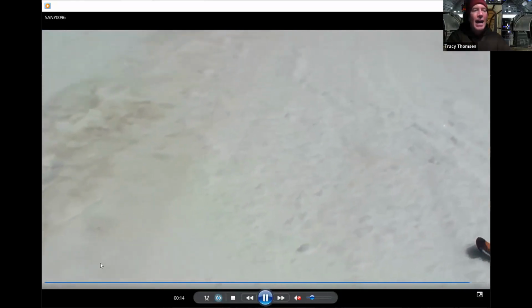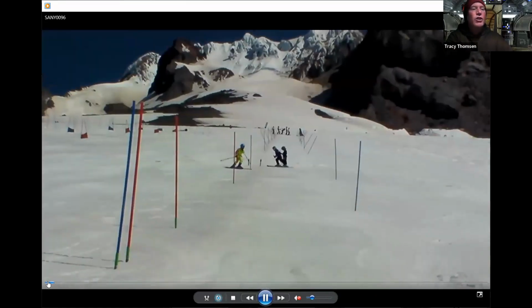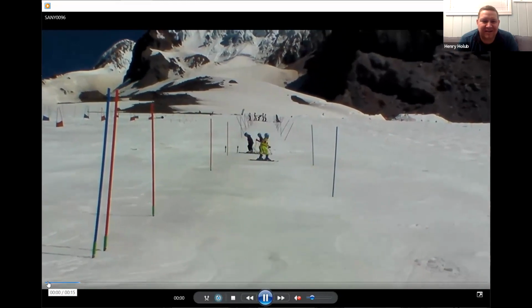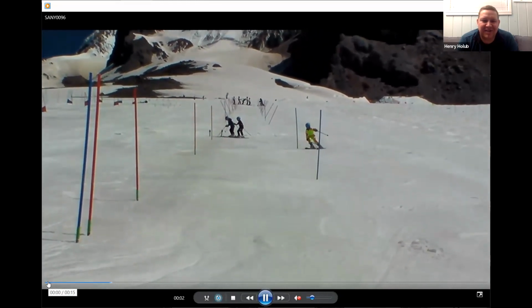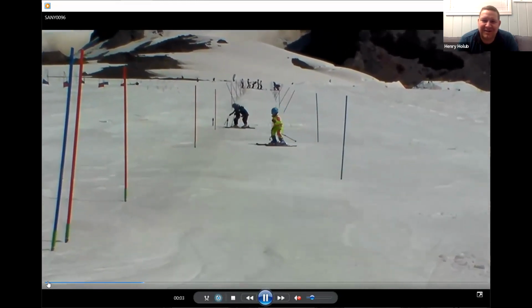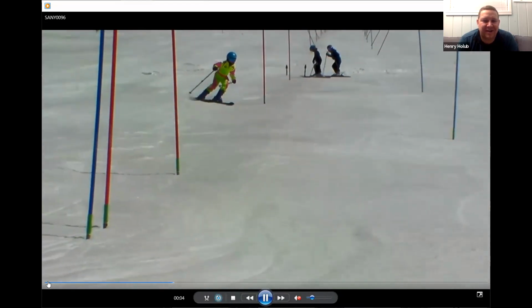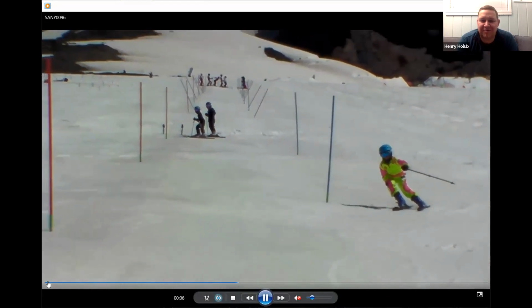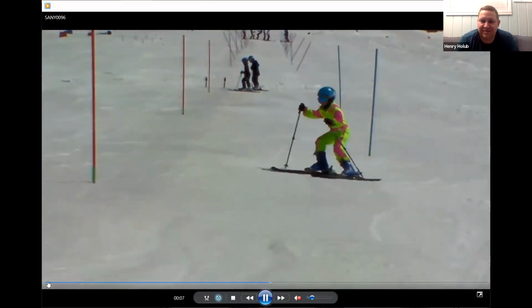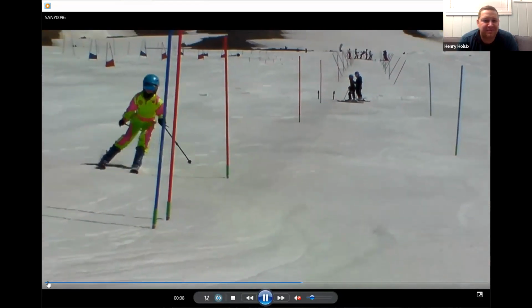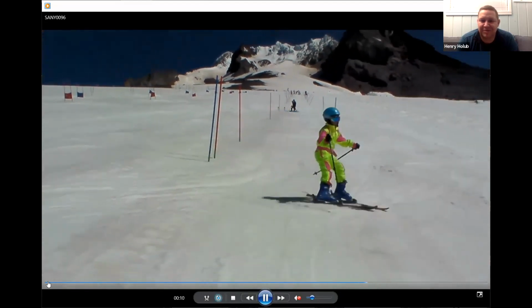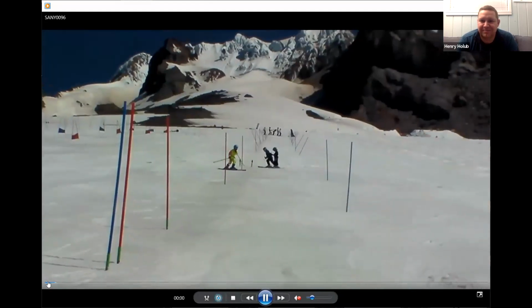So describe to me what you're seeing at the edge change zone. So I see a Z-shaped turn, and I see a lot of spray coming kind of evenly off of both skis, where the pressure is distributed pretty evenly between the two of them.